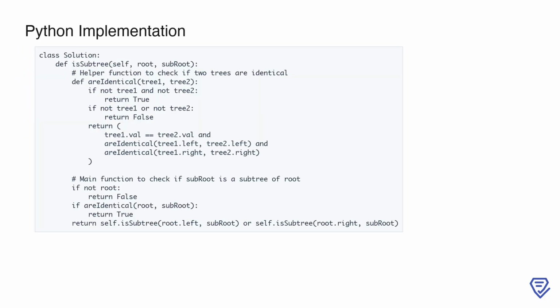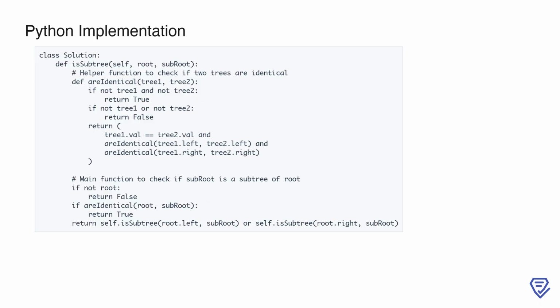This code solves LeetCode problem number 572, Subtree of Another Tree. The problem requires us to determine if the tree subroot is a subtree of the tree root. A subtree means that some node in root has an identical structure and values as subroot.